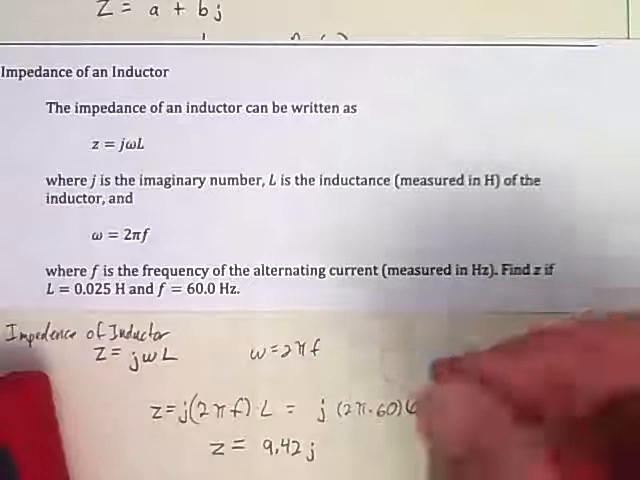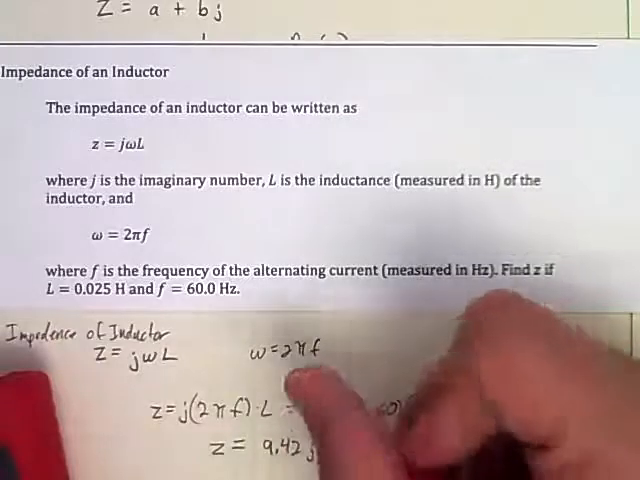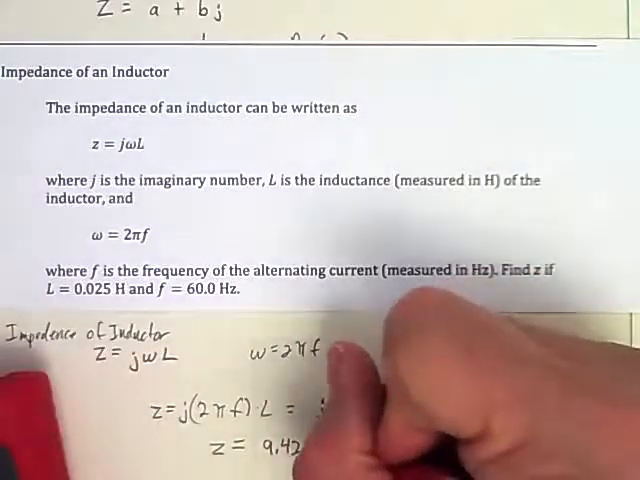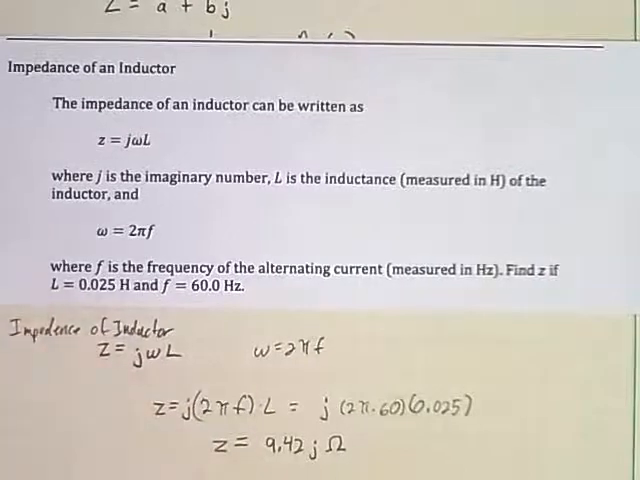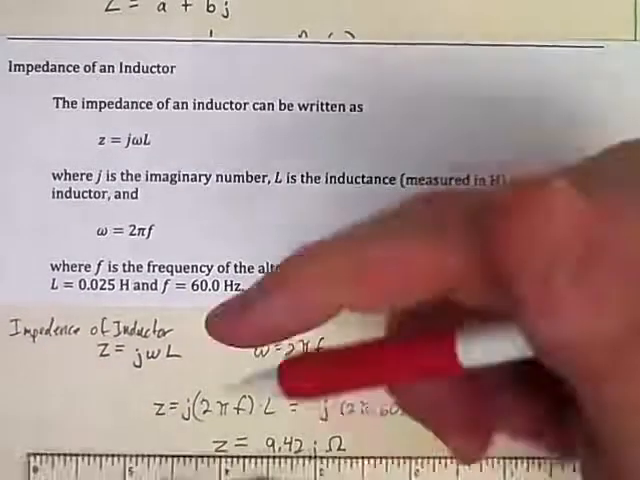And it doesn't say on here, unfortunately. I think it's somewhere else in the question. But whenever we're talking about impedance, it's generally measured in ohms. And so that would be all we'd have to do to put this in rectangular form.